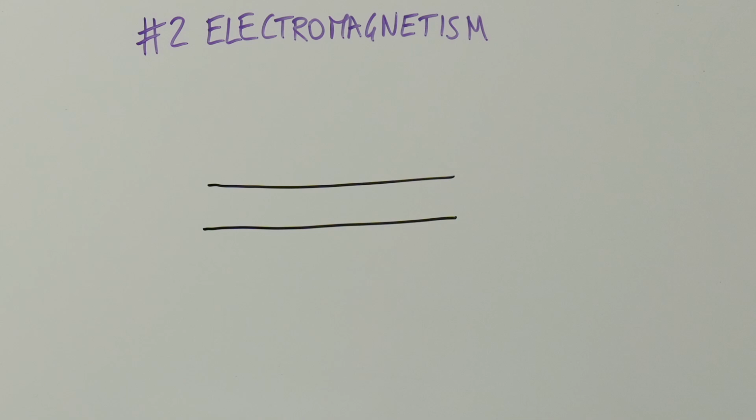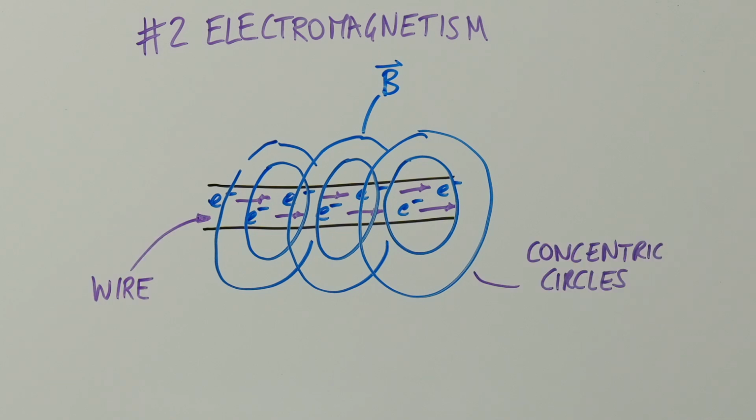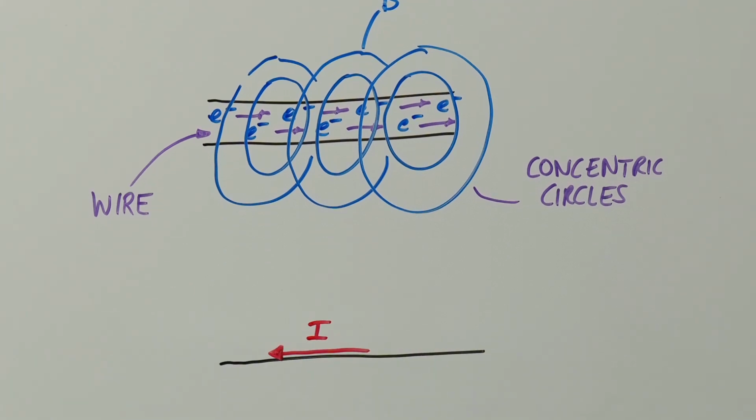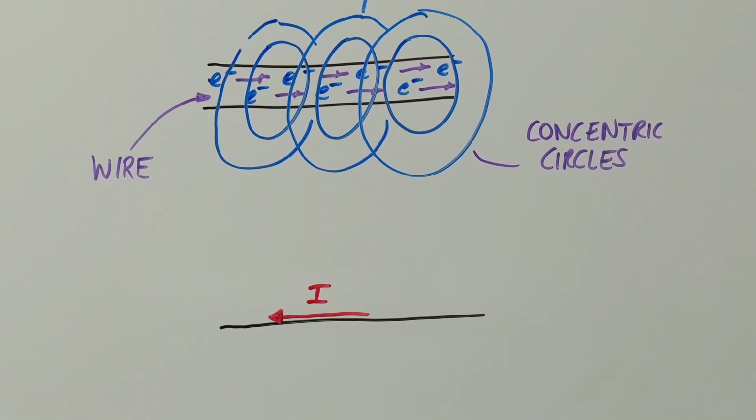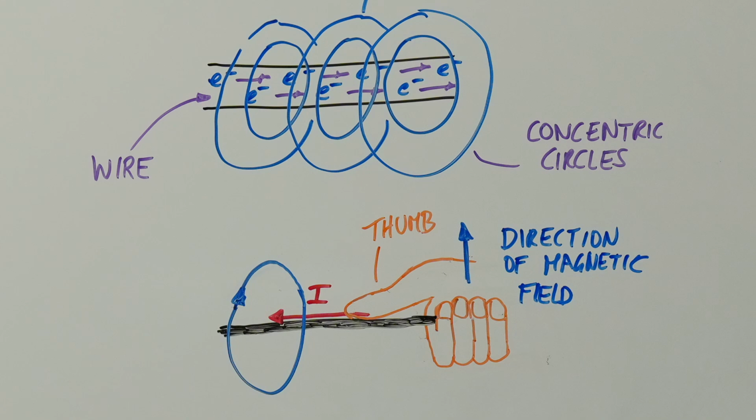There is a connection between electricity and magnetic fields, which is called electromagnetism. Electrically charged particles that move create a magnetic field. When there is a current flowing through a wire, a magnetic field is created, which forms concentric circles around the wire. We can determine the direction of such a field by using the right hand rule, which states that by gripping the wire and aligning the thumb in the direction of the conventional current flow, the other fingers will show the direction of the magnetic field.